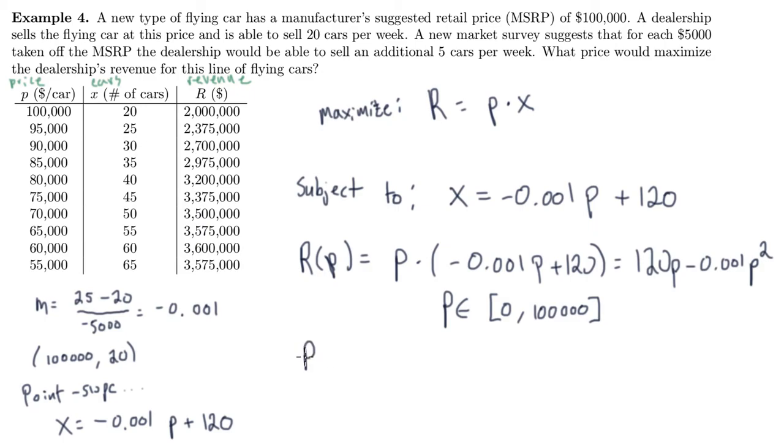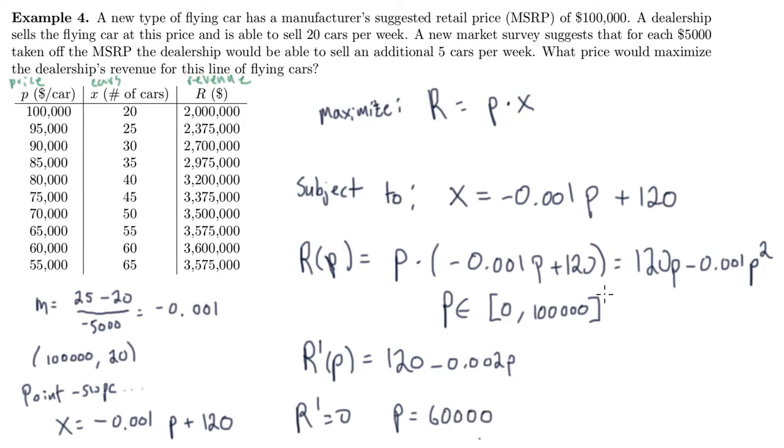Okay. So let's take the derivative. R prime of P is going to be 120 minus 0.002 P. And if we set R prime equal to 0, we need to multiply 0.002 by about 60,000 to get up to 120. So it looks like P should be 60,000 is our critical point.